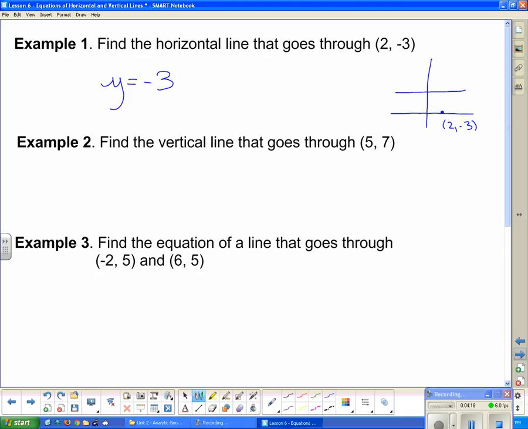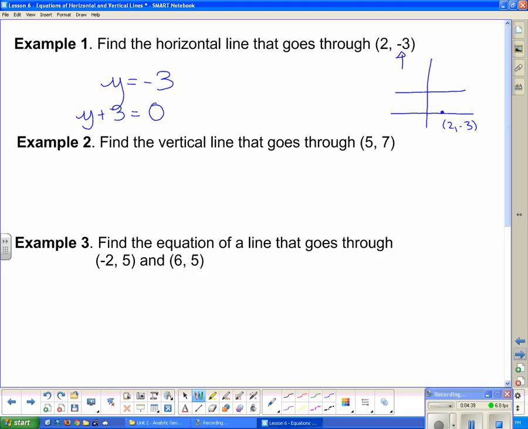Or I could have known that it was a horizontal line, and on a horizontal line, all the y's are the same. So I could have just picked it right out of there without worrying too much about it. Now, once again, if I want it in standard form, I have to add 3 to both sides, and I say y plus 3 equals 0, and now it's actually in standard form.